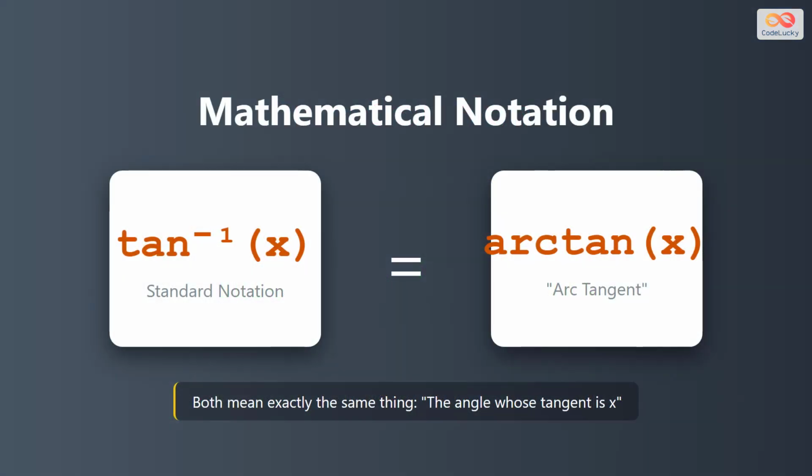In mathematics, you will see this written in two ways. The most common is tan with a superscript -1. Alternatively, it is written as arctan. Both symbols mean exactly the same thing, the angle whose tangent is x.